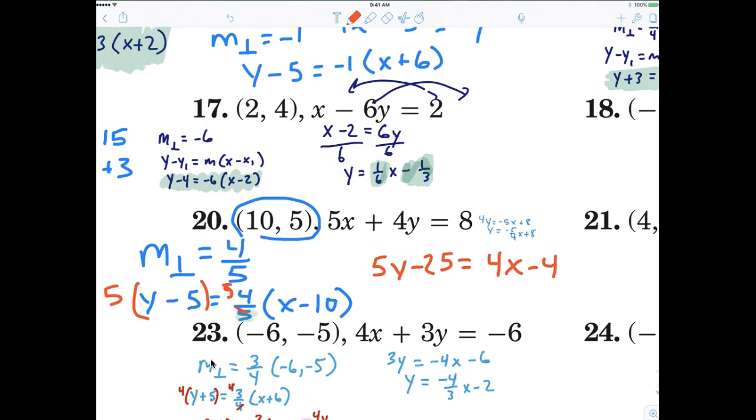Now we're going to make sure that the x and y are on the same side of the equation, and x is positive. So I'm going to take this 5y and move it over here, and take the minus 40 and move it over there. When I do that, I end up with 4x. I move the 5y, so it becomes negative. I move the negative 40, so it becomes positive 40. So then it's 4x minus 5y plus 15.